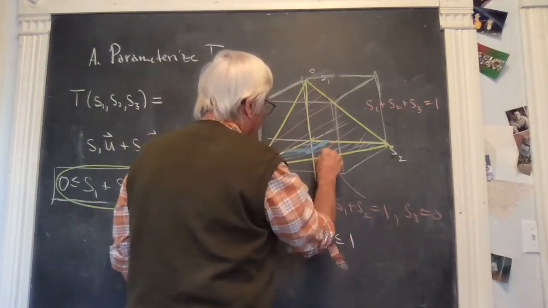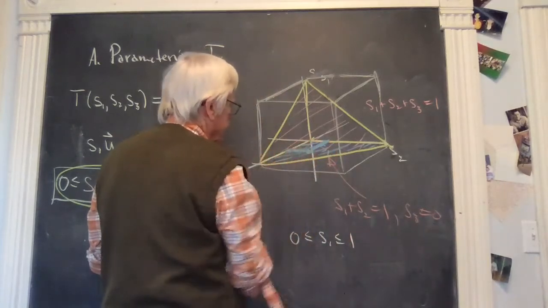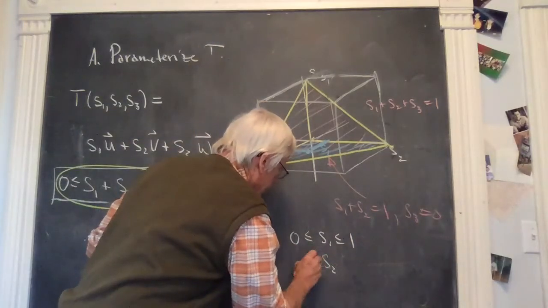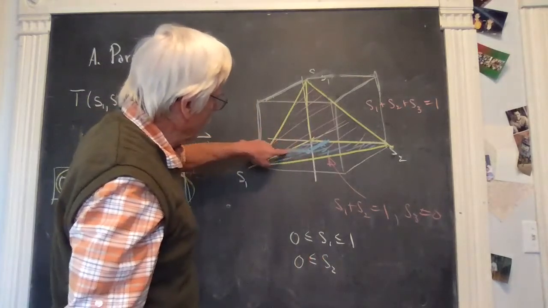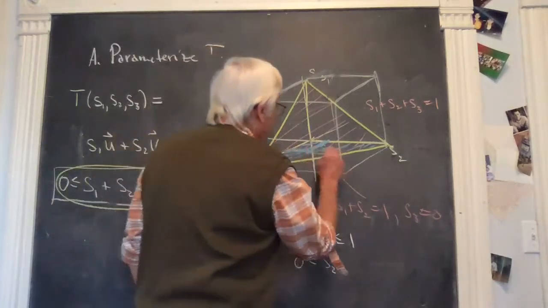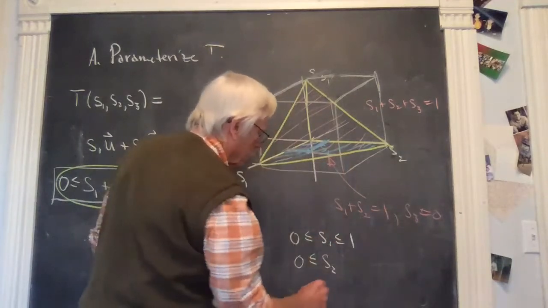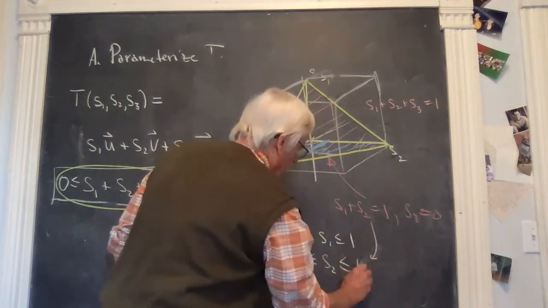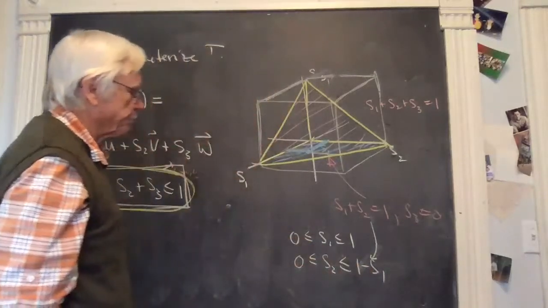My S1 value is actually right here. So the S1 value must be between 0 and 1. And then the S2 value can be as small as 0, but it can be no larger than this distance here. So S1 plus S2 must be less than or equal to 1. So S2 from this equation must be less than 1 minus S1. If S2 is bigger than this, then the sum is more than 1 already.